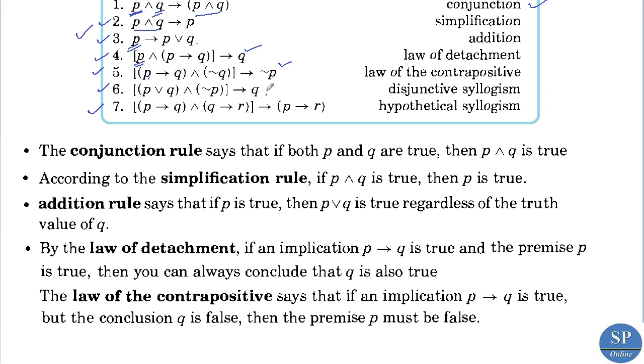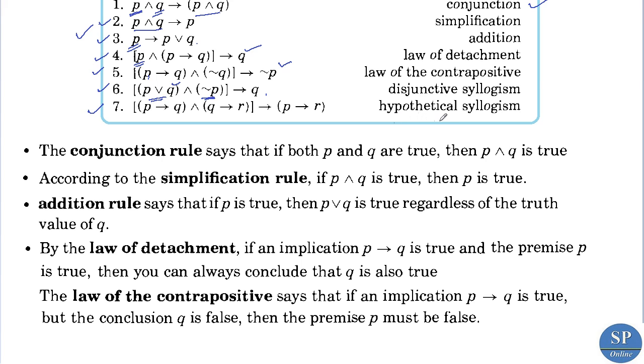Now disjunctive syllogism is this: P disjunction Q and negation P implies Q. This means if P disjunction Q is true and P is false, that is negation P is true, then since P or Q is true and P is false, Q must be true. That is the disjunctive syllogism.